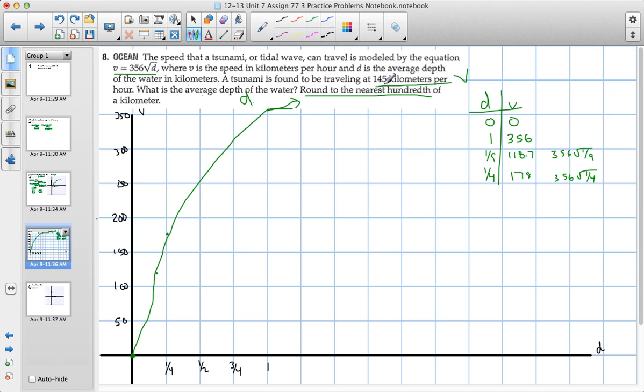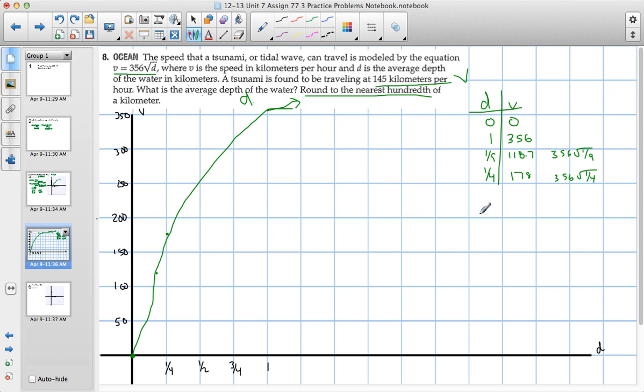So what I was asked was, a tsunami is found traveling at 145 kilometers per hour. What's the average depth? So 145 is about right here, okay? So I know a reasonable answer cannot be bigger than 1/4, which is 0.25. It would not make sense if it were larger than 1/4 of a kilometer, because based on the graph, that's just not possible. So do you see how graphing can help you determine reasonableness of an answer?